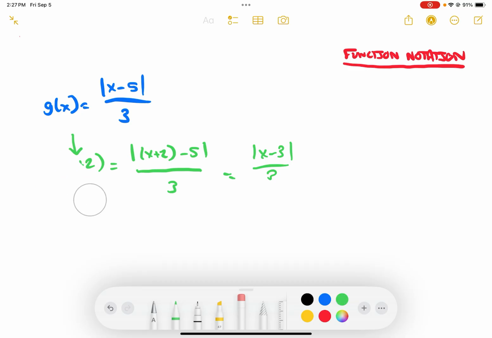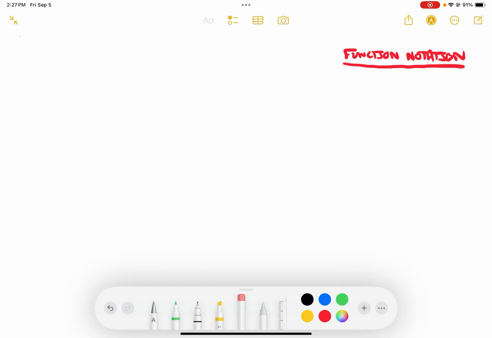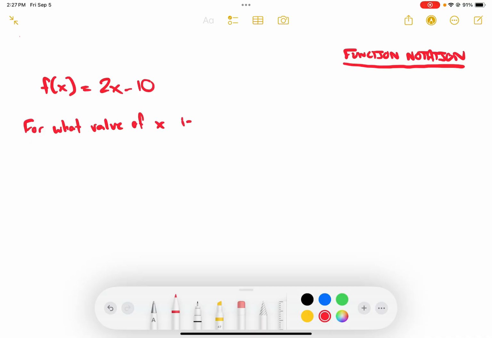The last thing that I want to talk about is a question that could be worded this way. f of x equals 2x minus 10, let's say. And it'll say, for what value of x is f of x equal to, let's say, 20? For what value of x is f of x equal to 20?